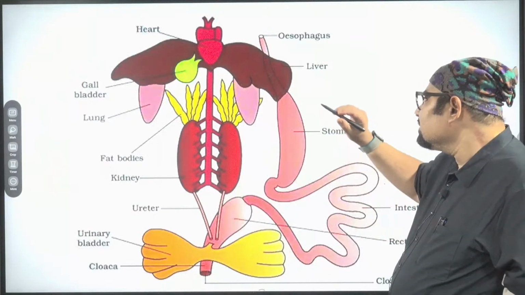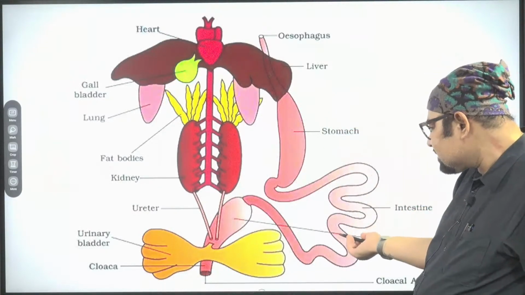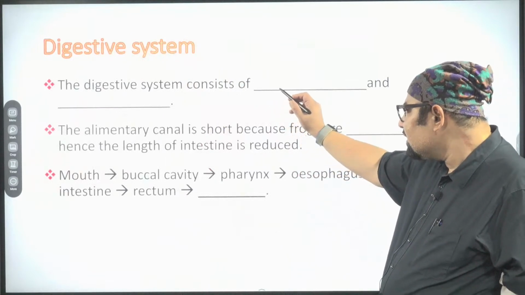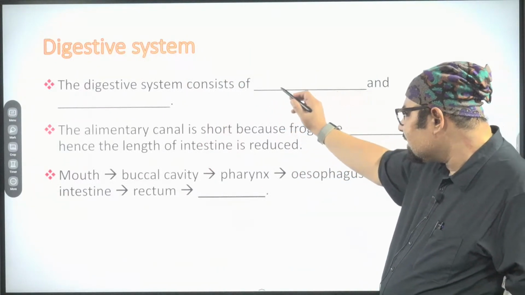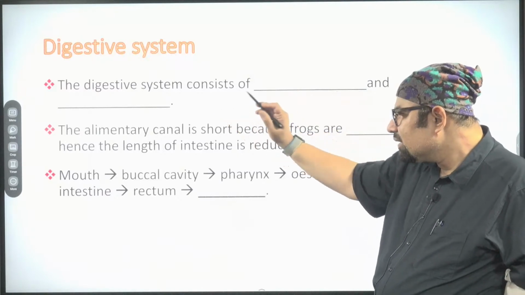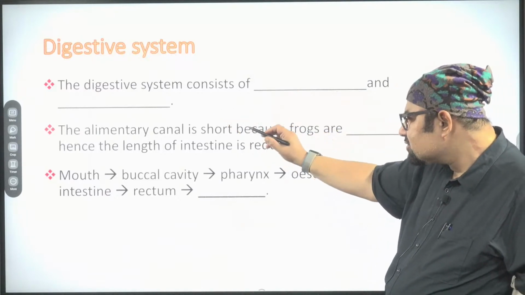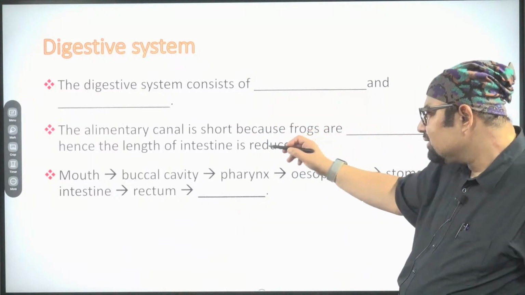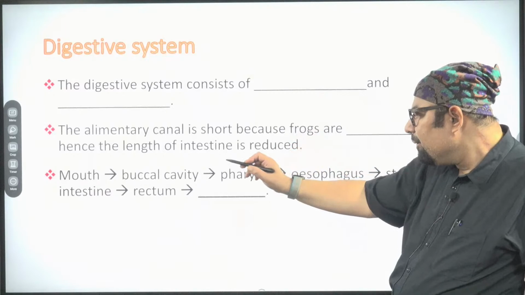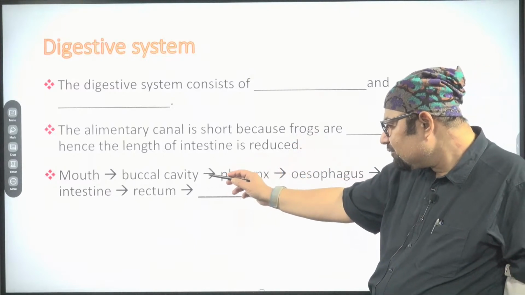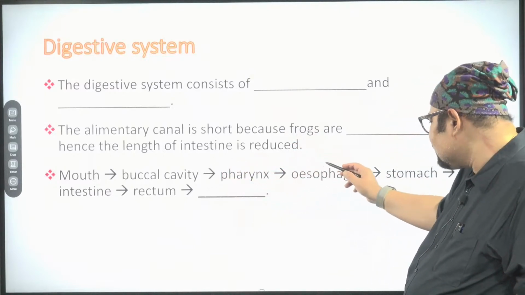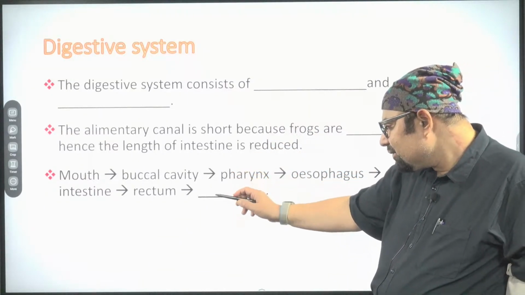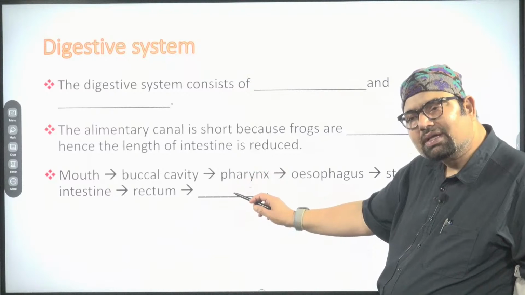Okay, this diagram is enough. The digestive system comprises the digestive alimentary canal and digestive glands. The alimentary canal is short because frogs are carnivores and hence the length of the intestine is reduced. Mouth opens into the buccal cavity, which opens into the pharynx, then esophagus, then stomach, then intestine, then rectum, and afterwards cloaca.